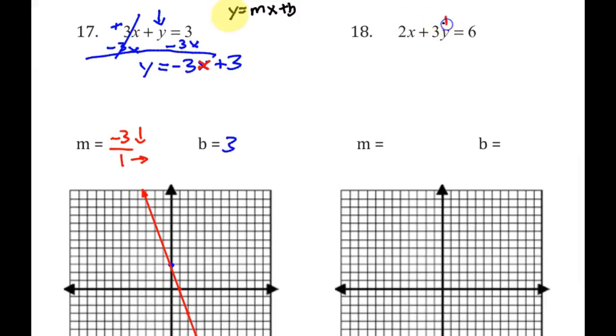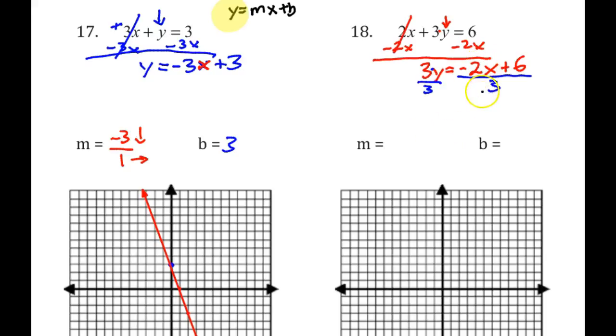We got to get this by itself. So unlike before where there was no number in front of the y here, so we just had to subtract, this time there is a number. So we're going to have to do two steps. Subtract the x and then divide by 3. So let's first subtract the 2x. Okay, just like we did on 17. Right? But we have a 3y left over equals negative 2x plus 6. And since this is multiplication, 3 times y, let's divide by 3 to undo it.